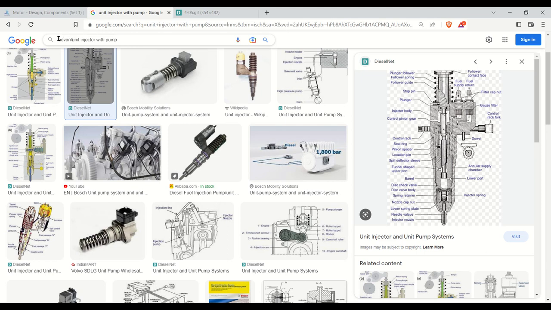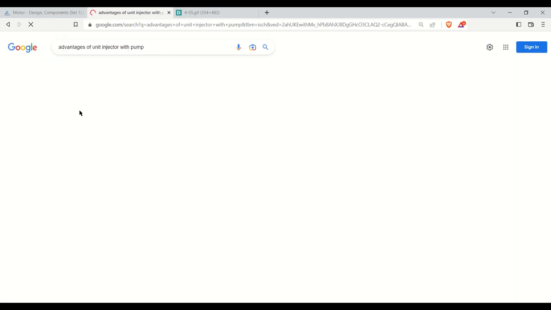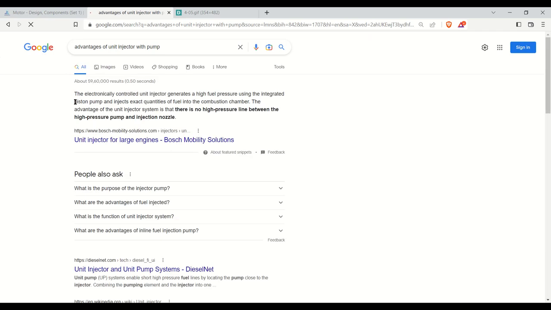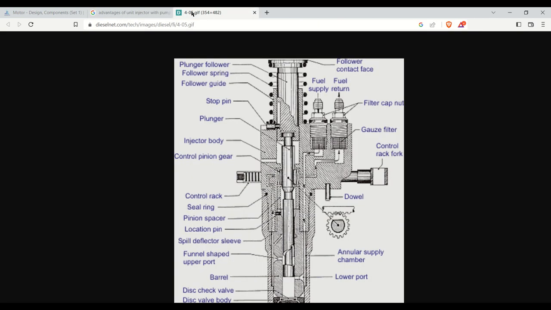Advantages. Yes, you can see the advantages. The advantage of the unit injector system is that there is no high pressure line between the high pressure pump and the injector nozzle, because they are attached together. There is no distance between them. And in the old model, you can see the fuel injection system.